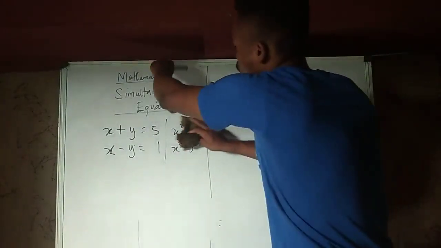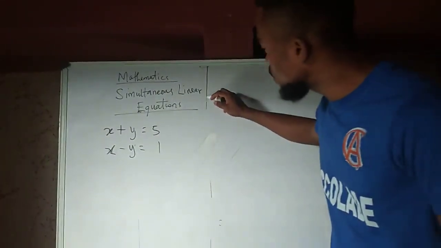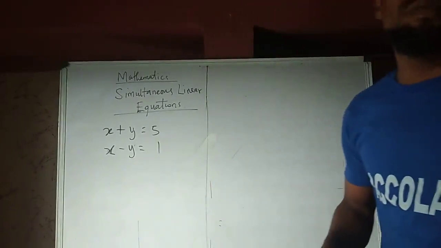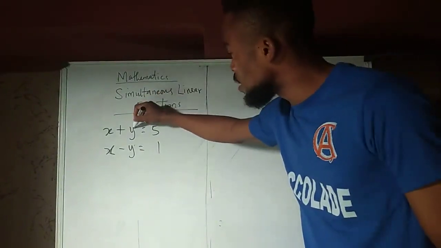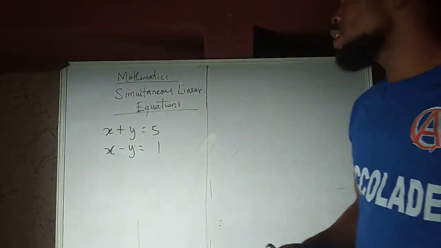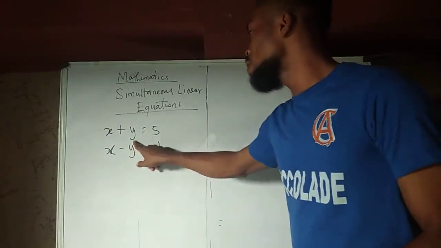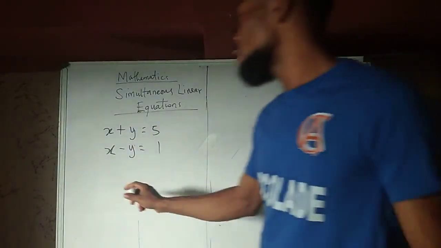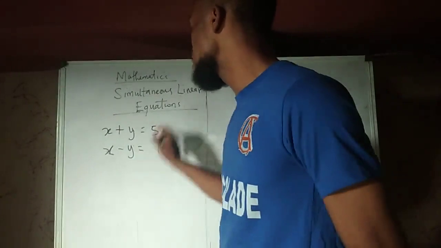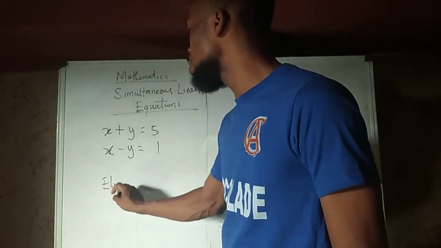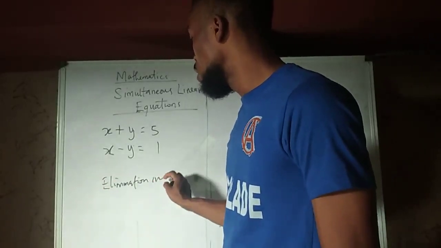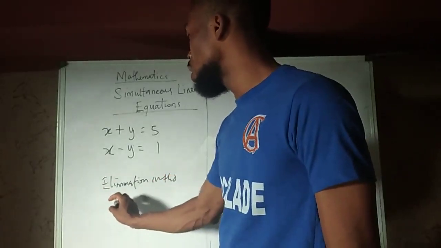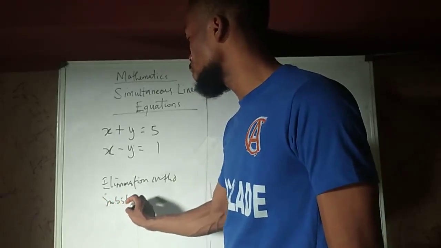Okay, so how do we solve problems like this? Now there are actually different methods, different ways of solving problems like this. Let me just list out the methods for solving simultaneous equations. One is the elimination method. The other is what we call substitution.